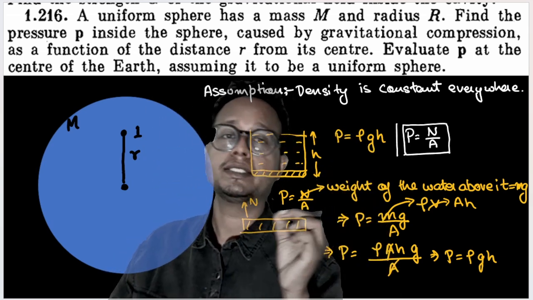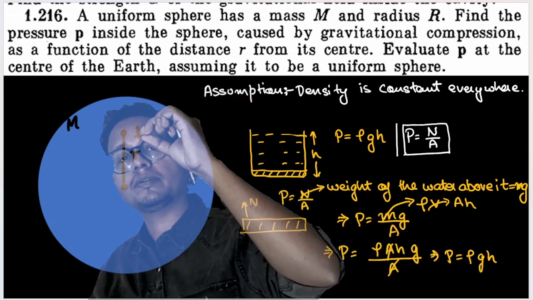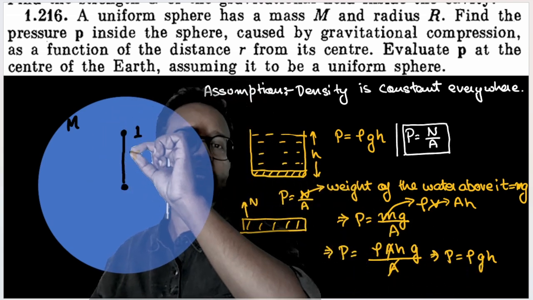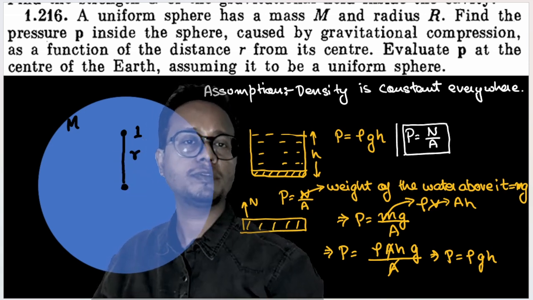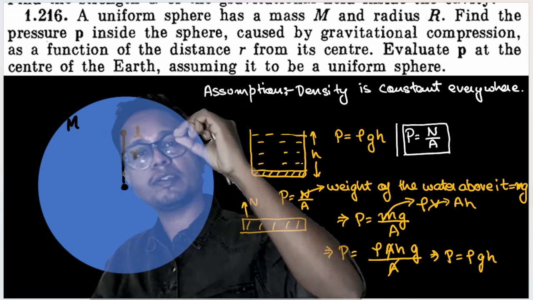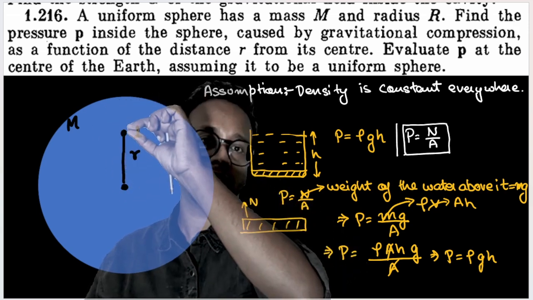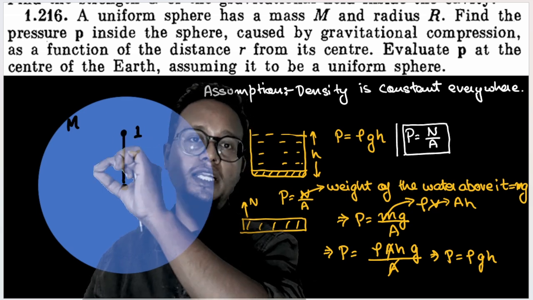But the problem out here is that in gravitation, the value of g is not constant. The density of water throughout the planet is constant, but at this point the value of g would be different. Isn't it? So how do I find out the pressure at this point, at point 1? The pressure at point 1 is nothing but the weight of water above it divided by the cross-sectional area.